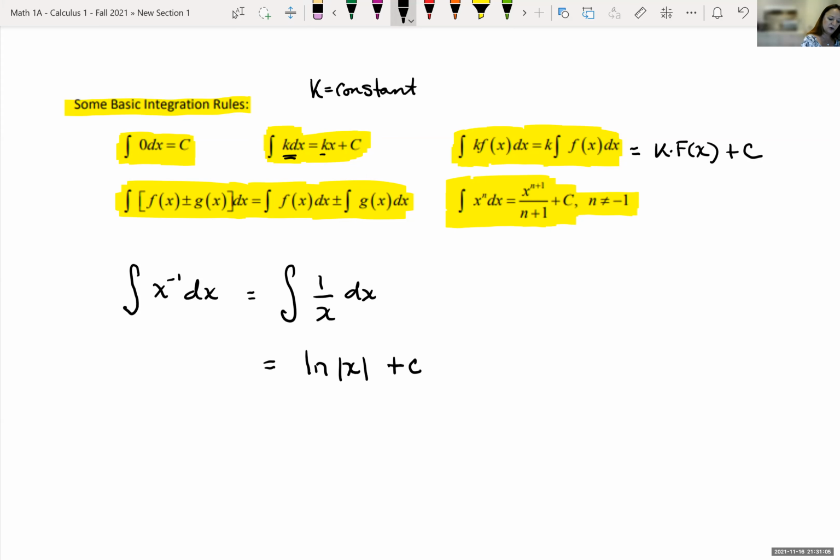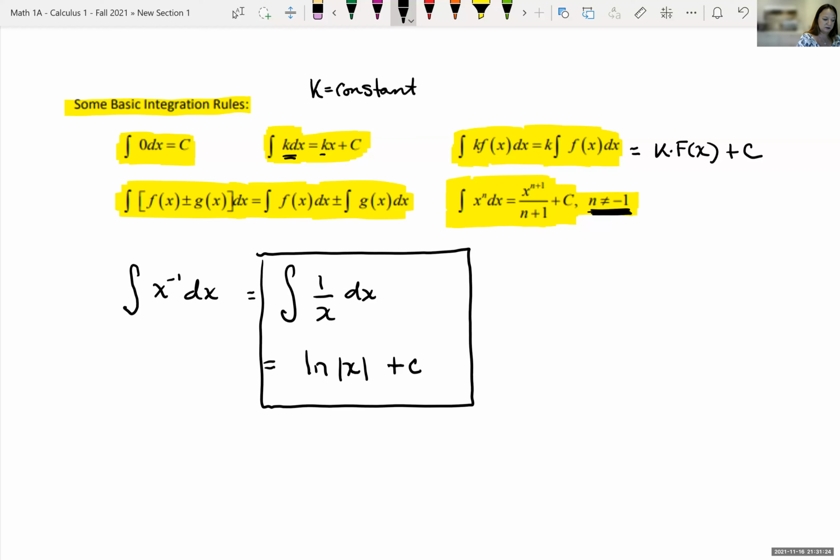So here's another rule. That's why n can't be -1. Any other exponent other than an exponent of -1, this rule works. But if it is -1, the antiderivative of 1 over x dx is equal to the natural log of x plus c.